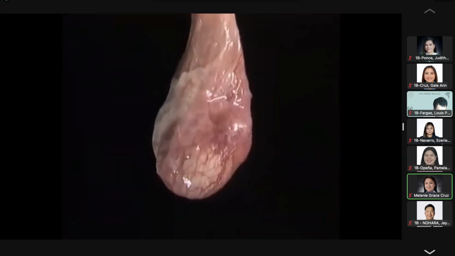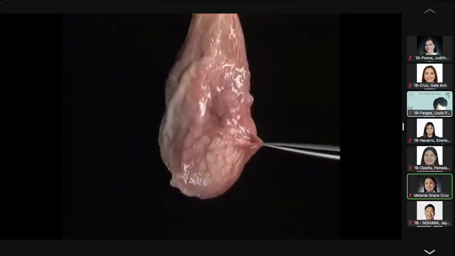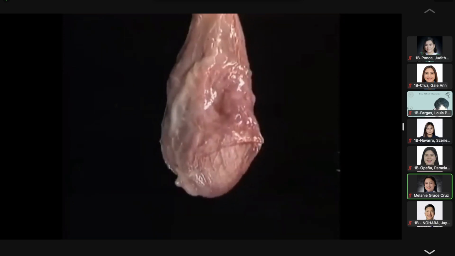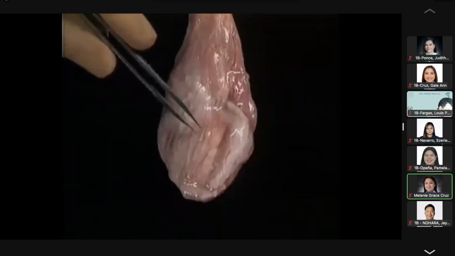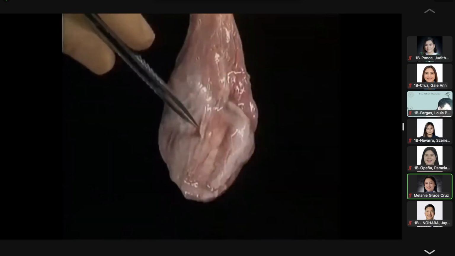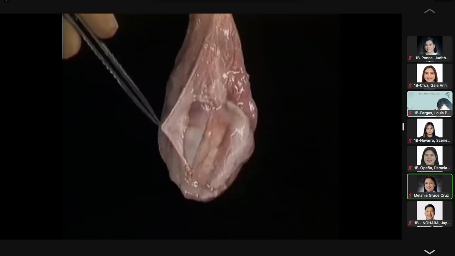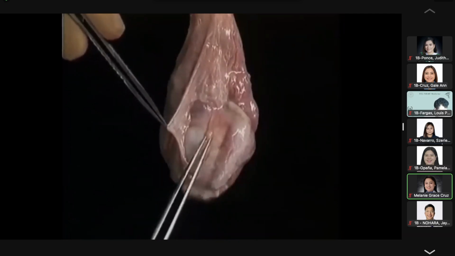The testis is surrounded by a thick layer of loose connective tissue, the spermatic fascia, that's formed by the fusion of two developmentally distinct layers, the internal and external spermatic fasciae, that are derived from different layers of the abdominal wall. We'll draw the spermatic fascia aside. Inside it is an inner membranous envelope, the tunica vaginalis, which we've already opened. This is the surface of the testis itself.